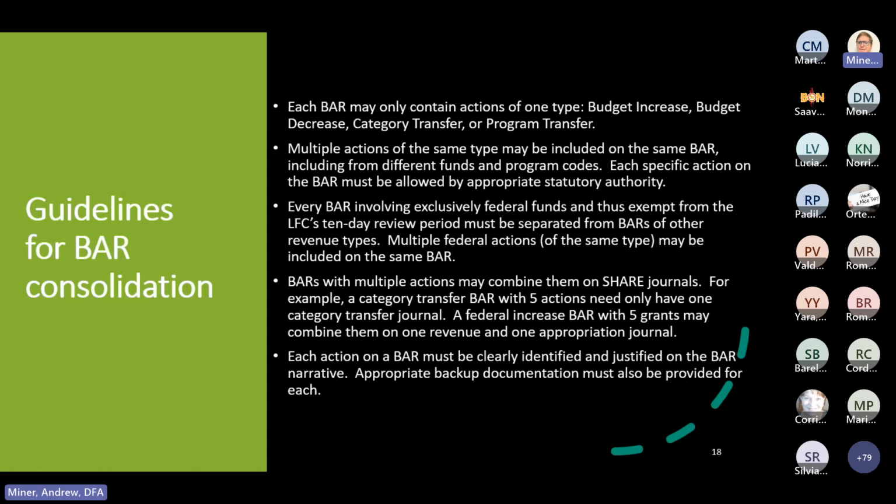And then also keep in mind that bars with multiple actions can be combined on shared journals. For example, a category transfer bar with 5 actions only needs to have 1 category transfer journal. You don't have to do 5 journals for them. So that also helps consolidate the journals. Or, for example, a federal increase bar with 5 grants can combine them on 1 revenue and 1 appropriation journal.